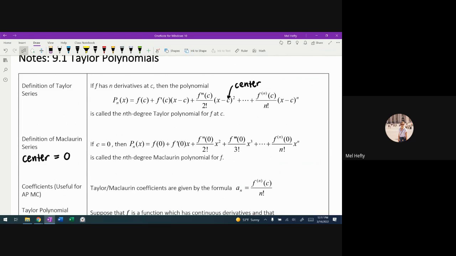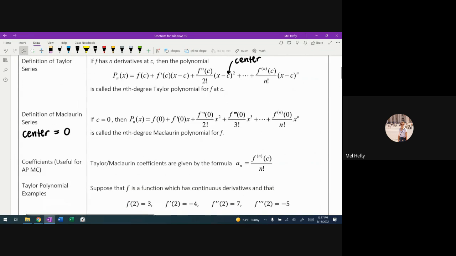You may be asking, why would you tell us that? It seems like an extraneous piece of information. The only thing you're going to need to know is if I tell you to write a Maclaurin series, then I don't have to tell you what the center is because you should know that the center is 0. So that's just a crafty way for me to tell you that the center is 0.